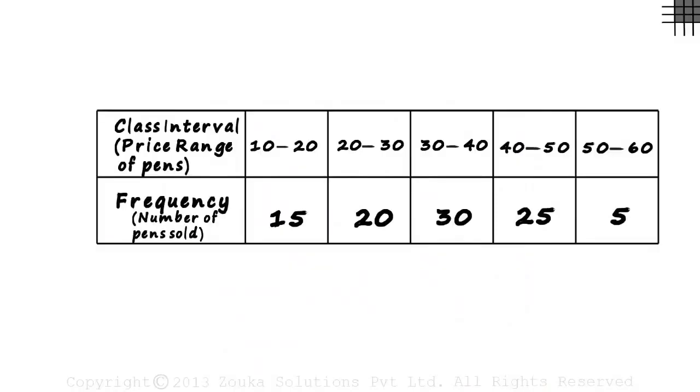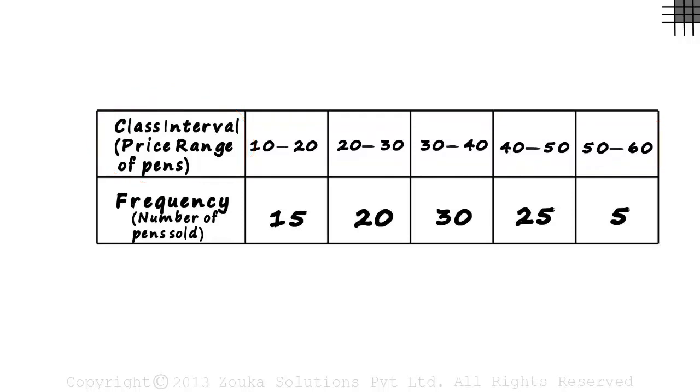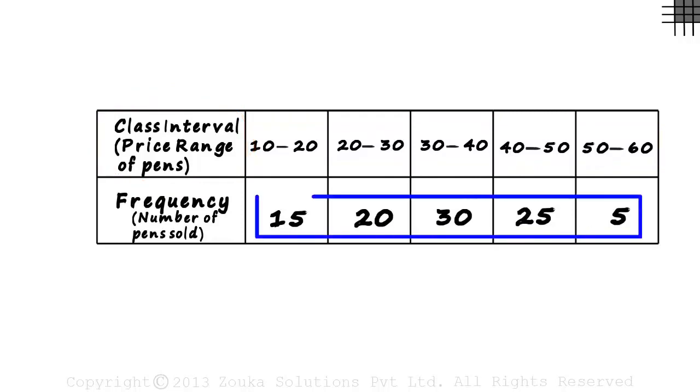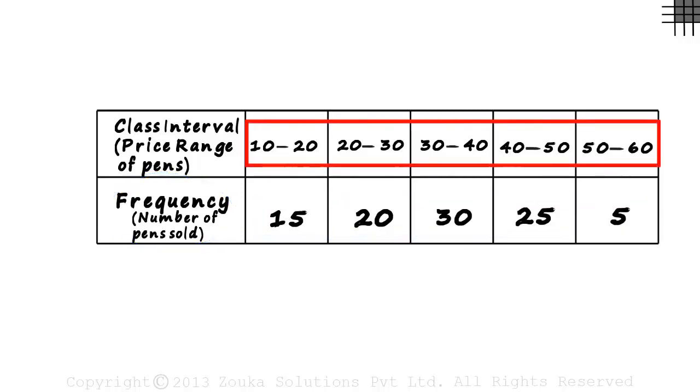In this table, we have two rows. In one, we will have the class interval, which will be the price range of pens. And in the second, we will have the frequency, that is the number of pens sold of each range. So these are the different class intervals that are given.